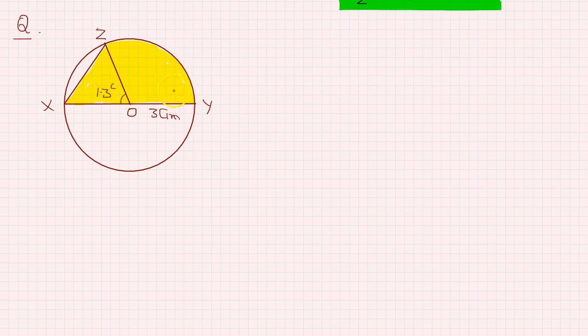The shaded region enclosed by the chord XZ, arc ZY, and the diameter XY is the template for a badge. Find, giving each answer to 3 significant figures. So you have to answer in 3SF. Question number 1. The length of chord XZ. We have to find this one.